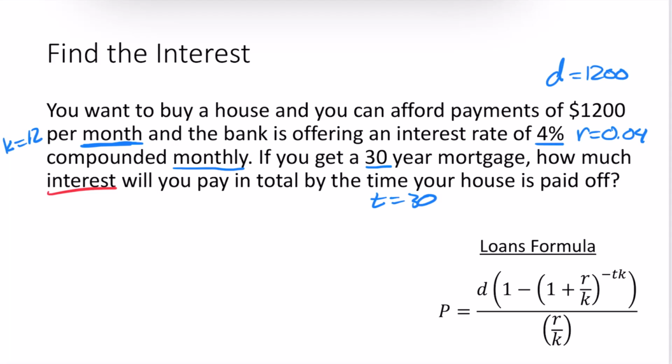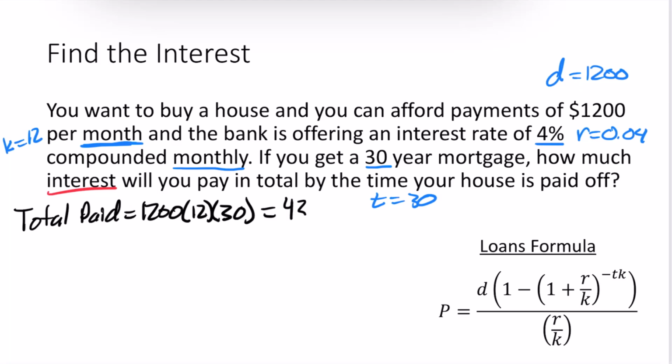So in order to calculate the interest, we need to take the total amount we borrowed and subtract that from the total amount we pay. And we can figure out the total amount that we pay pretty easily, because the total paid is going to equal our monthly payments of $1,200 times 12 months per year times 30 years. And if we multiply those together, we end up with a total of $432,000 that we're paying to pay off the mortgage. And that's the total amount that includes interest as well as the original amount of the loan.